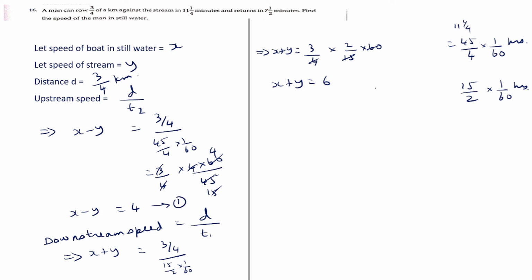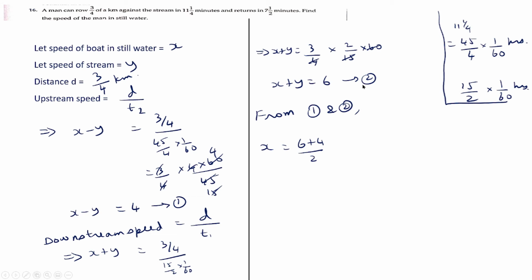Let us take this as 1 and this as 2. From 1 and 2, if we solve 1 and 2, we will get the value of x and y. So x will be (6 plus 4) by 2. It is 10 by 2, which is 5. And y is (6 minus 4) by 2, which is 2 by 2, 1. Therefore, x is equal to 5 km per hour and y is equal to 1 km per hour.